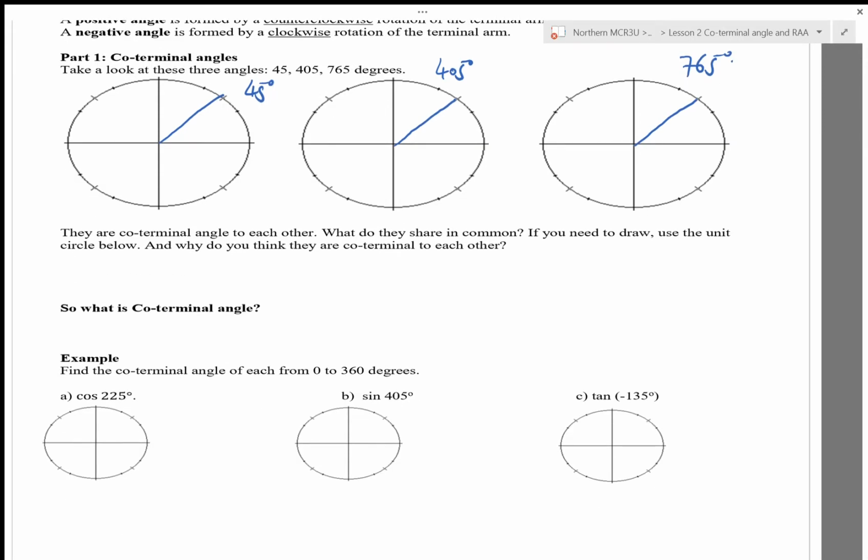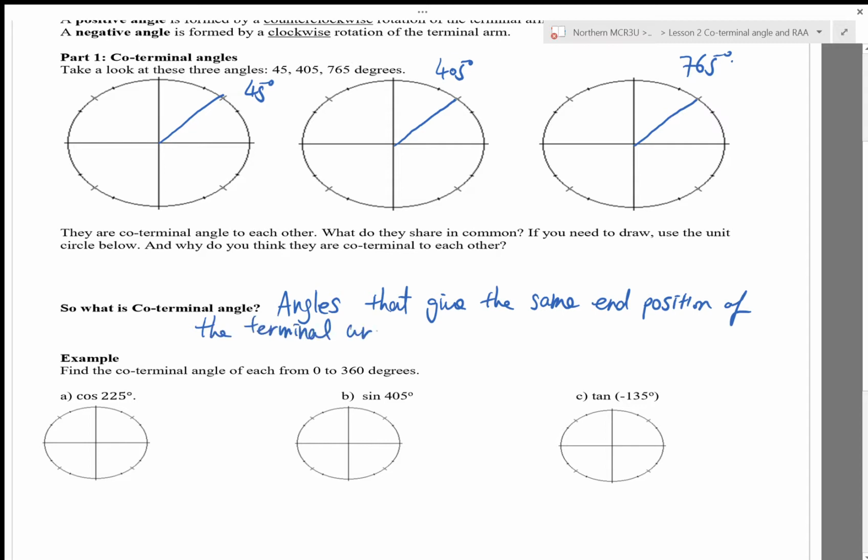So coterminal angles are the angles that give the same end position of the terminal arm, which gives the same trig ratio.